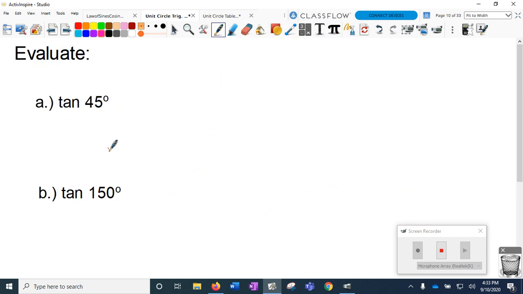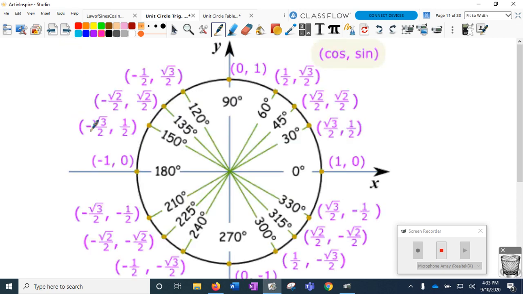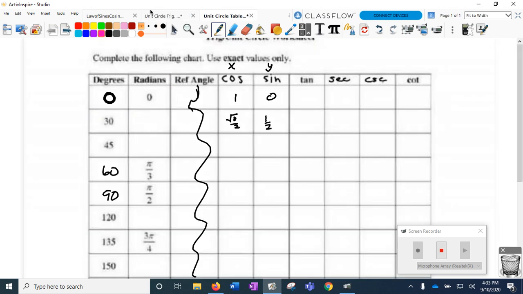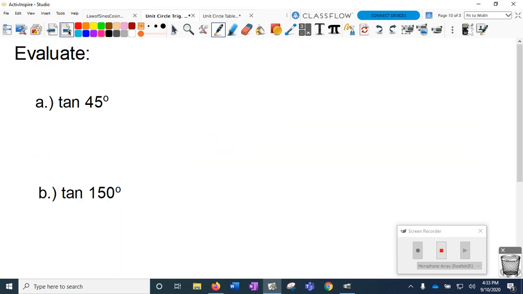All right. So we have tangent of 45. I want you to go back to your unit circle. Go to your unit circle and go find 45 and look at the coordinate. The coordinate at 45 was square root of 2 over 2, comma, square root of 2 over 2. All right, so the coordinate is square root of 2 over 2 and square root of 2 over 2 at 45 degrees.